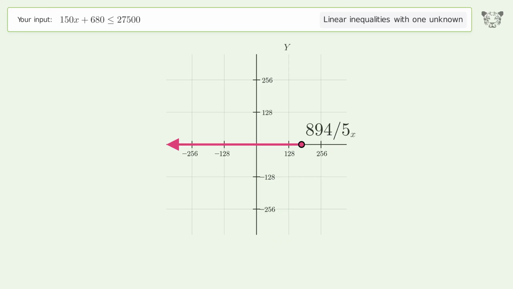And so the final result is x equal or smaller than 894 over 5 equal or smaller than 1784 over 5.